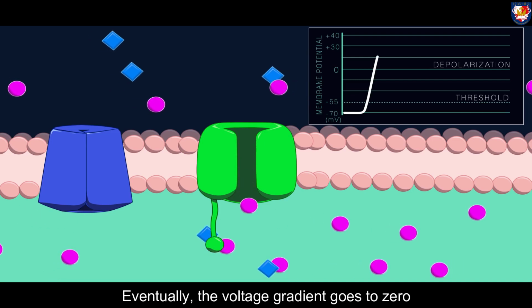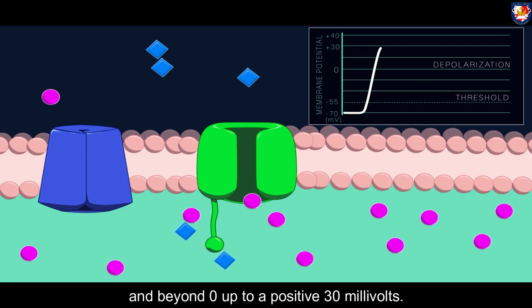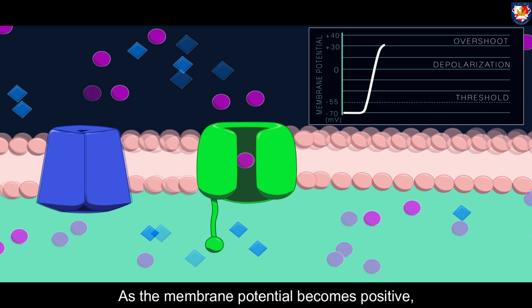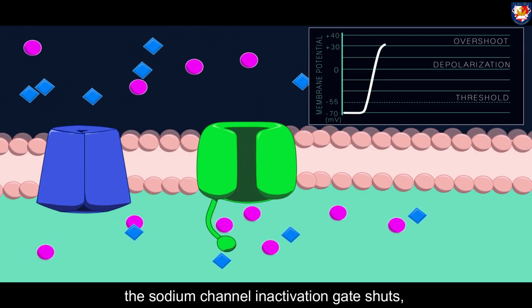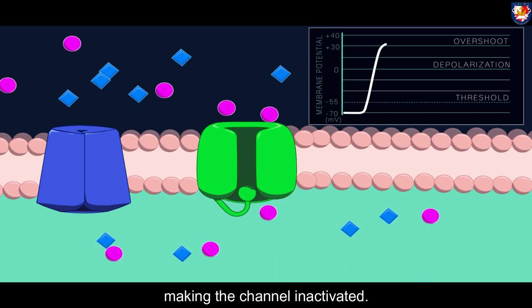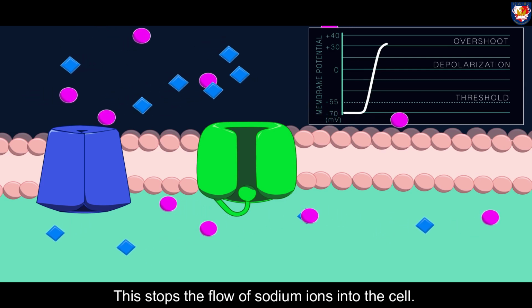Eventually, the voltage goes to 0 and beyond 0, up to a positive 30 millivolts. This is called an overshoot. As the membrane potential becomes positive, the sodium channel inactivation gate gets shut, making the channel inactivated. This stops the flow of sodium ions into the cell.